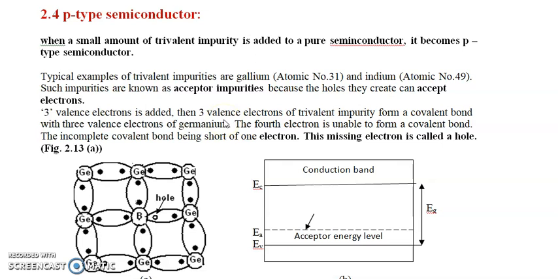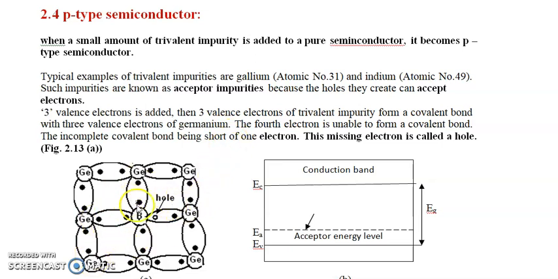Trivalent impurities are termed acceptors because they are ready to accept electrons. So when you add a trivalent impurity atom to the pure tetravalent semiconductor, what will happen? The 3 valence electrons of the impurity atom form covalent bonds with 3 valence electrons of the pure semiconductor. The fourth electron is unable to form a covalent bond. So the incomplete covalent bond is short of one electron. This missing electron is called a hole.